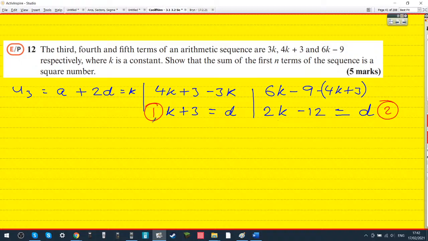So D minus K equals 3. Yep. And then for the other one, D, so 1 minus 2K is equal to minus 12. And I got that D equals 18 and K is 15. Okay.